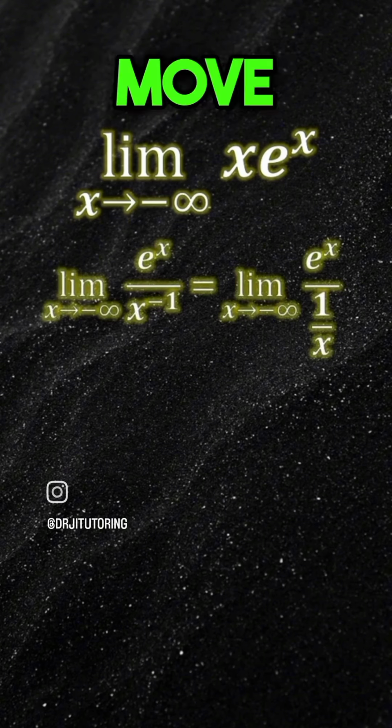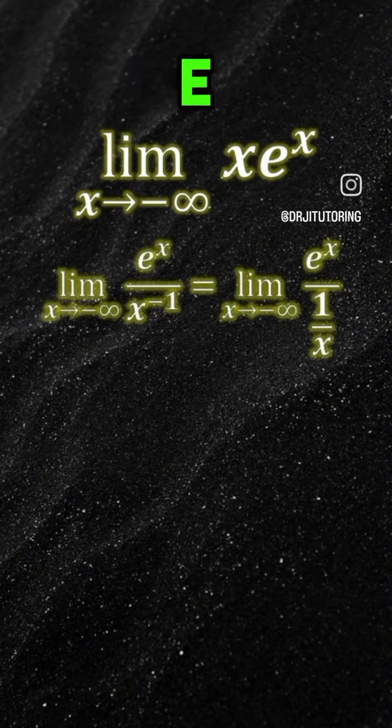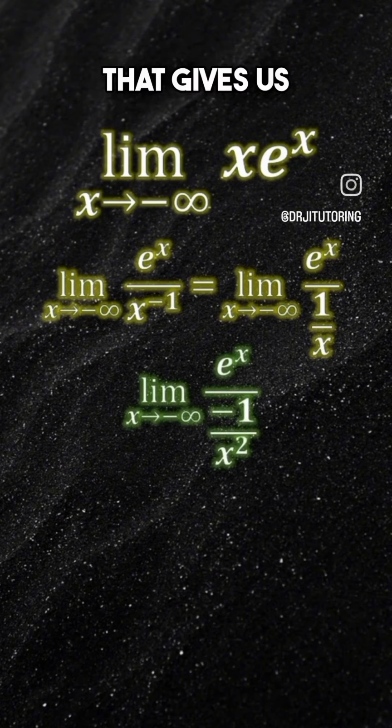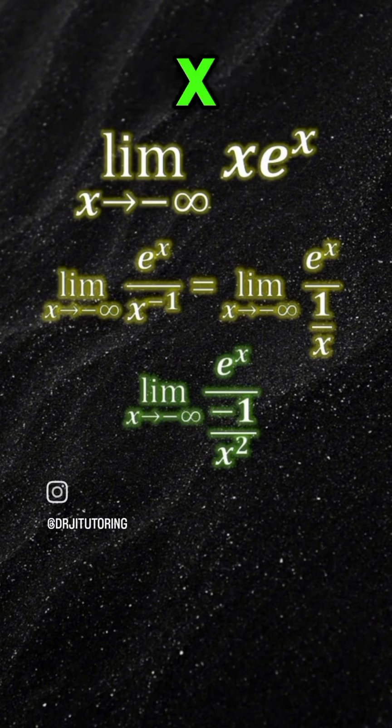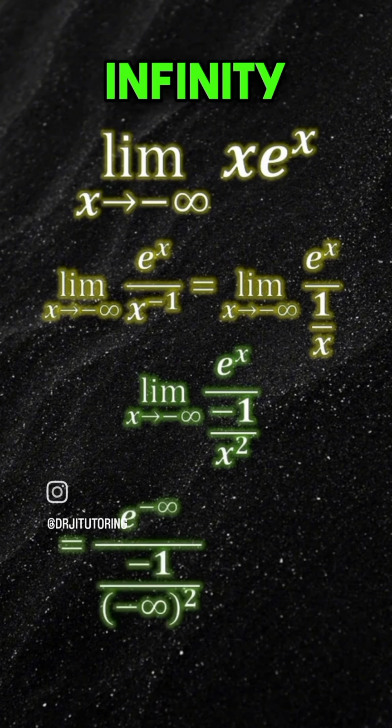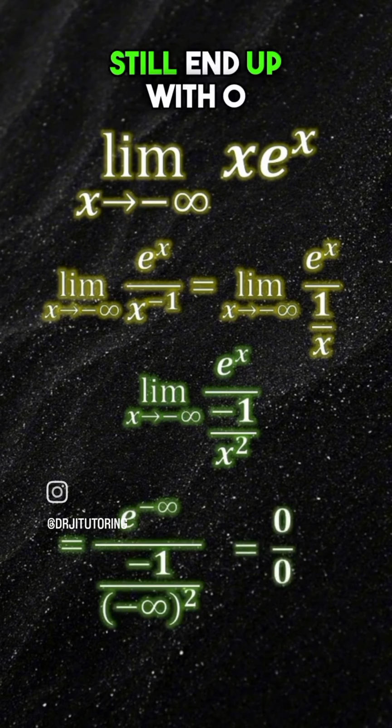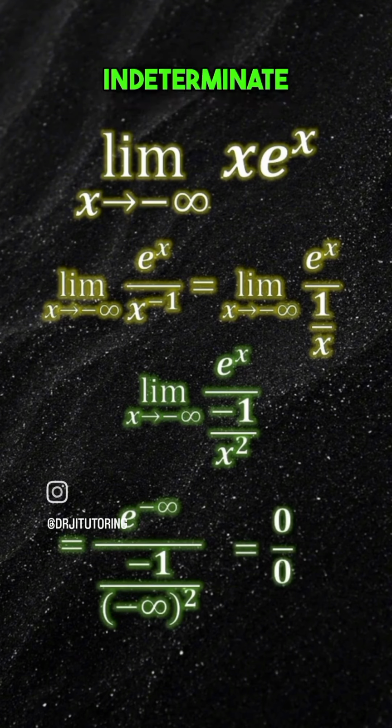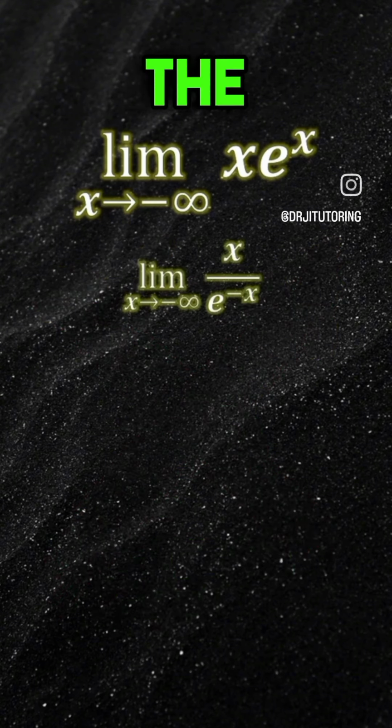Let's see what happens when we move x to the denominator. We end up with e to the power of x over 1 over x. Taking the derivative of that gives us e to the power of x over negative 1 over x squared. And once we plug negative infinity into the x's, we still end up with 0 over 0, which is another indeterminate form. So now let's move e to the x to the bottom.